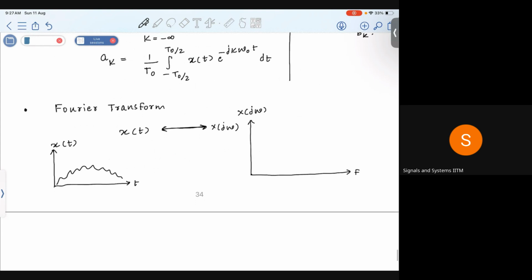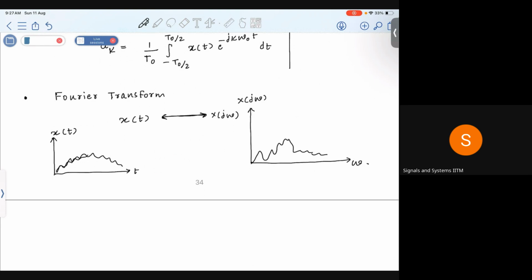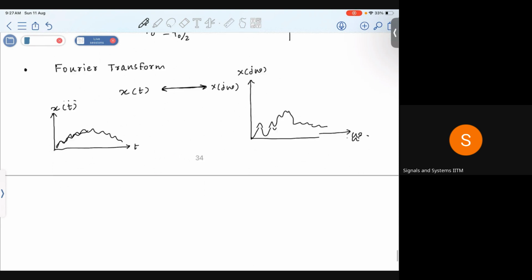Okay, and in this frequency domain representation, which we denote by omega, the signal may not necessarily look like this. It could be some other signal. I'm drawing it very badly, but what it means is every signal x of t has a different representation in its frequency domain. And how are they related?